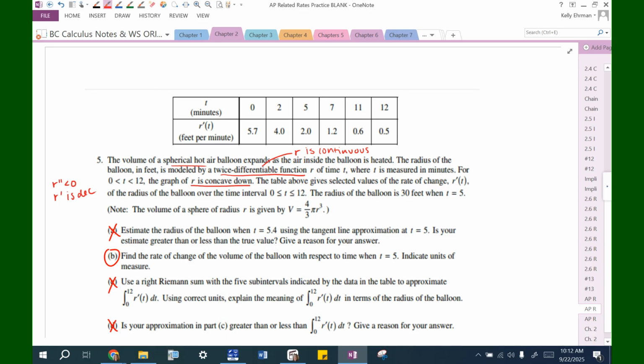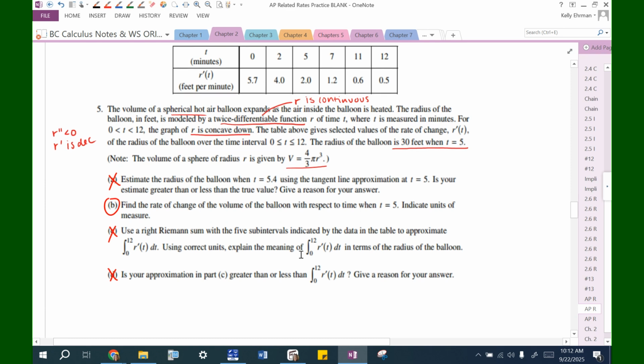The table above gives selected values for the rate of change, r prime of t, of the radius of the balloon over the time interval 0 to 12. The radius of the balloon is 30 feet when t equals 5. And here's the volume of a sphere. All right, so find the rate of change of the volume with respect to time when t equals 5.